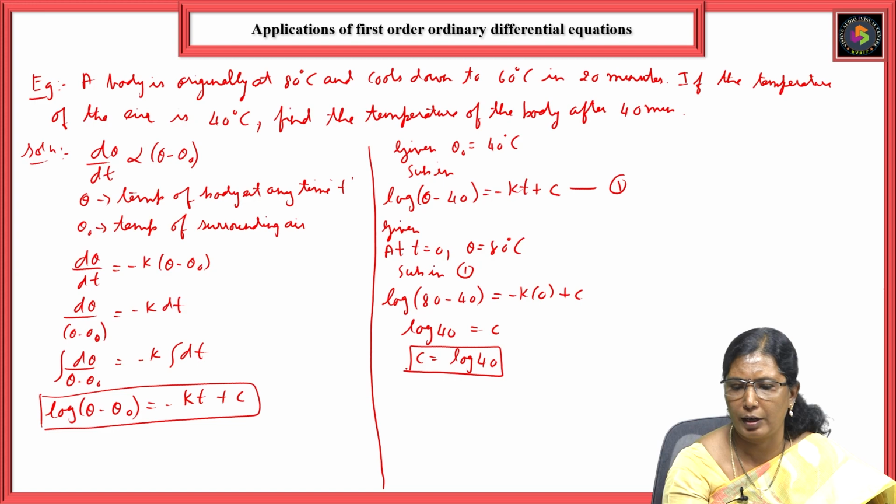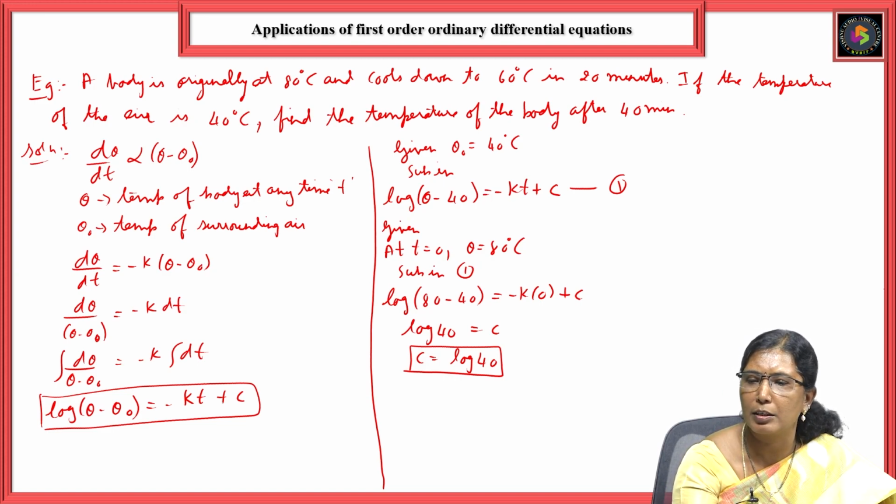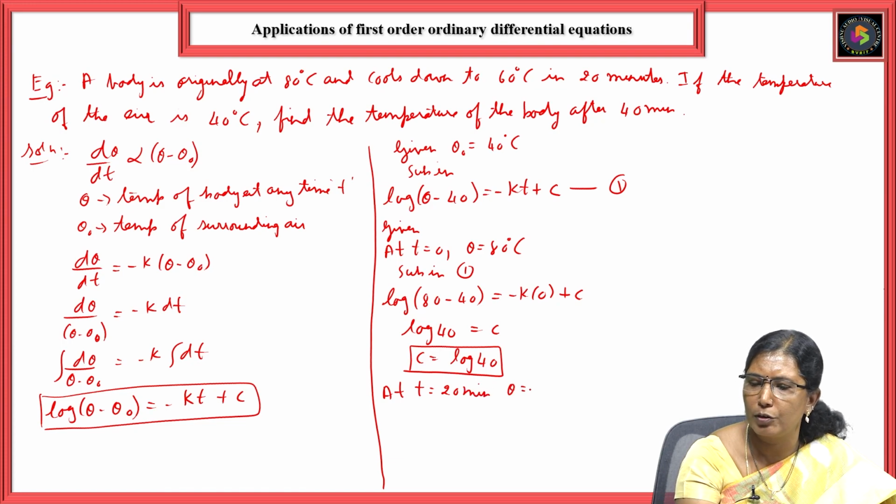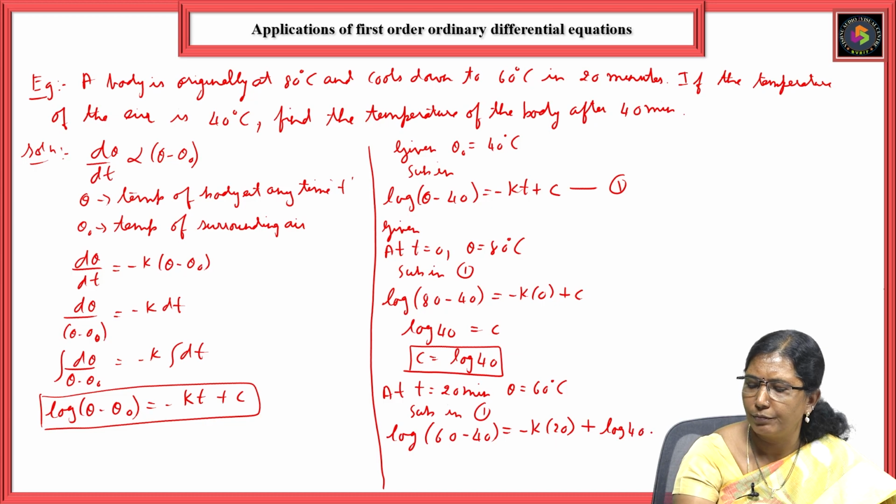Now we have to find the value of k. How to find the value of k is nothing but again substituting everything in equation 1. So after 20 minutes, the temperature of the body reduces to 60 degrees centigrade. So at t is equal to 20 minutes, the temperature of the body is 60 degrees centigrade. Substituting in 1, what do you get? Log 60 minus 40 is equal to minus k into 20 plus c. C value, you know that. What is c value? Log 40.